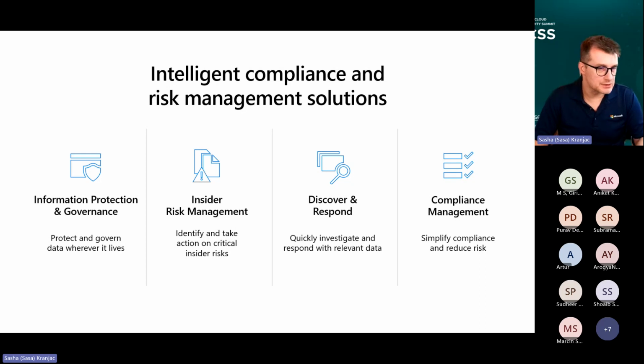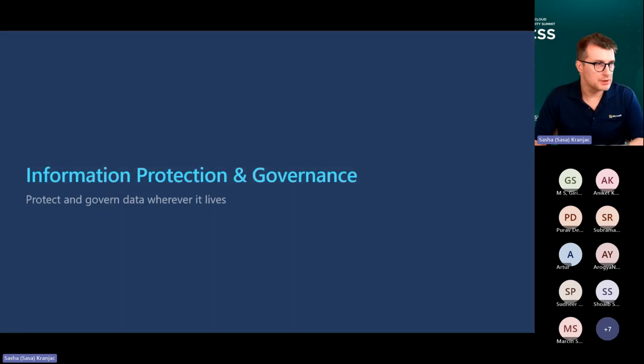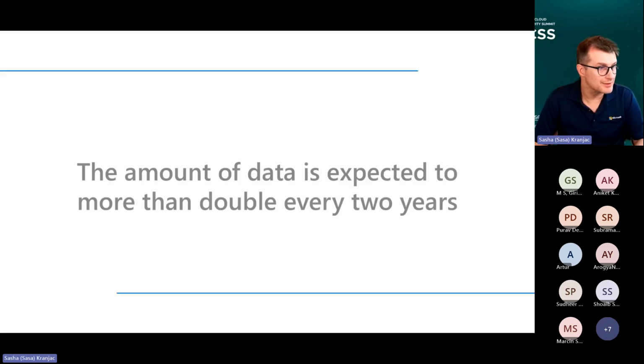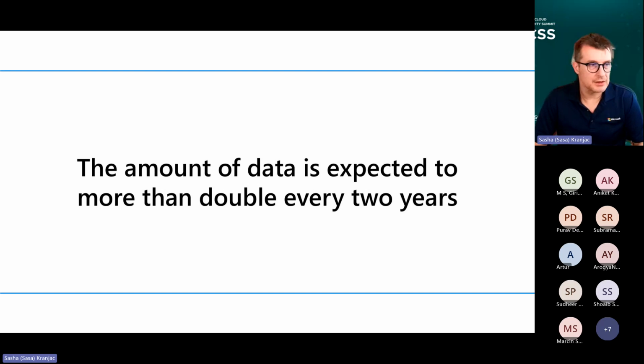So we have a couple of these pillars: information protection, compliance management, and so let's go a little bit more in detail in each of these pillars. So information protection and governance. We've said it, the amount of data is expected to more than double every 2 years. I think that period is also shortening a little bit every year. So it probably is not every 2 years, it's every 11 months or 10 months or even less.